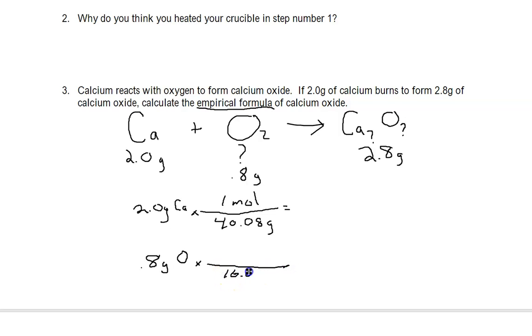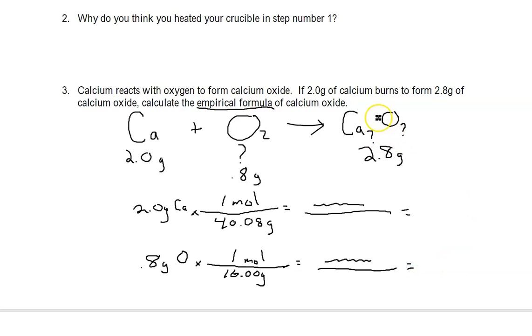So from our periodic table, it's 16.00 grams of oxygen and 1 mole of oxygen. So what you'll do is take 2 divided by 40.08, get some number. 0.8 divided by 16.00, get some number. Then remember, to find the empirical formula, you divide through both of them by the lowest number, whichever one of these is lower, and that's going to give you your mole ratio.